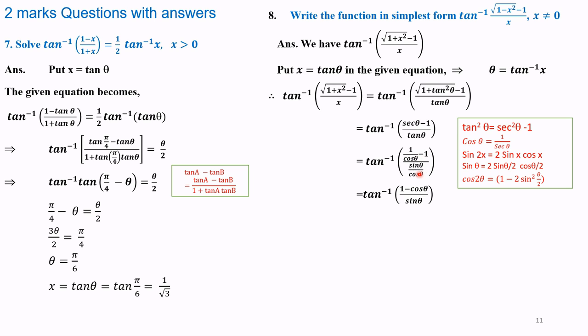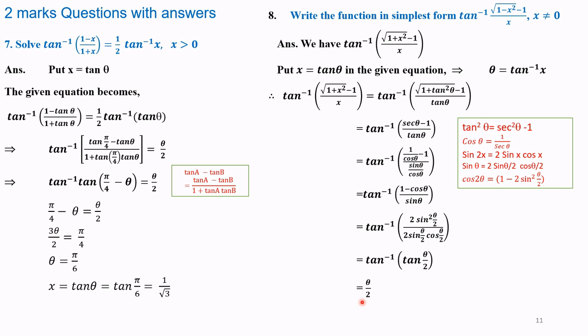In the denominator, the cos theta gets cancelled with the LCM of the numerator. Therefore, tan inverse is this relation. We can write it in terms of half angles. That is, 1 minus cos theta by sin theta is 2 sin squared theta by 2 divided by 2 into sin theta by 2 cos theta by 2. Therefore, sin theta by 2 gets cancelled, and 2 also gets cancelled. It remains sin theta by 2 over cos theta by 2, that becomes tan theta by 2. Therefore, the answer is theta by 2.